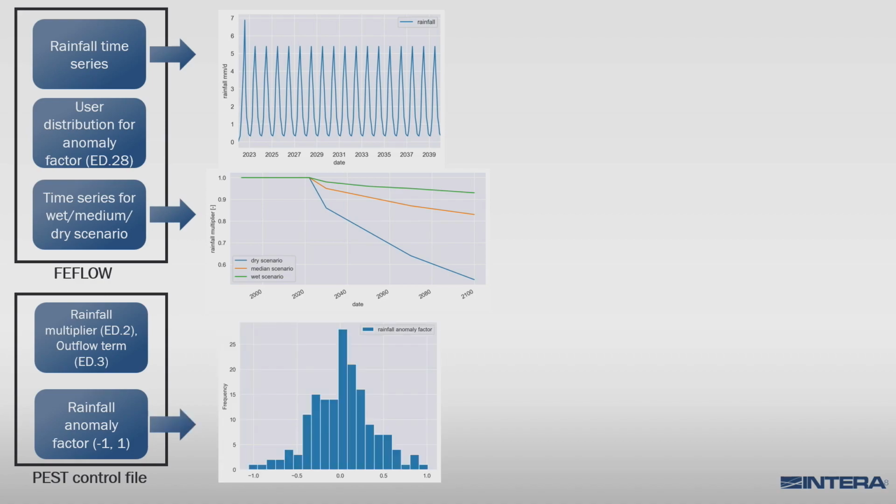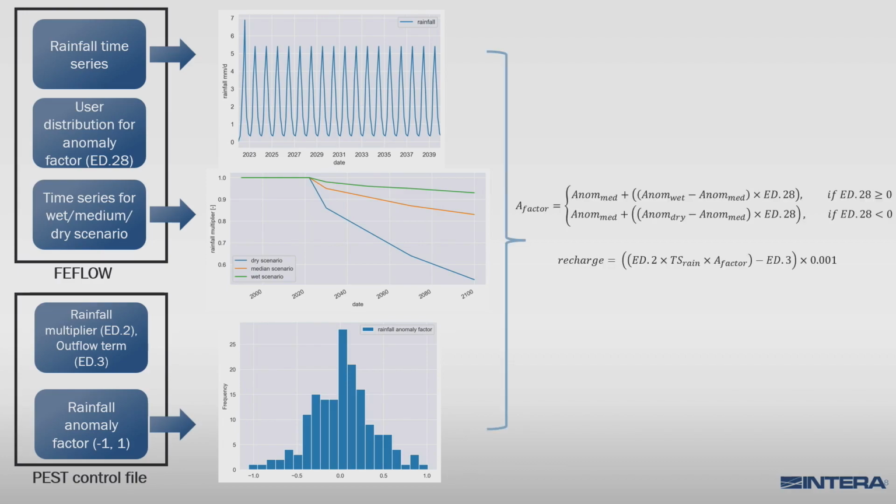Then in the PEST control file, we already had from the history matching period the distribution of the rainfall multiplier and the parameter distribution for the outflow term. And for the predictive period, we added another parameter for rainfall anomaly, which had an initial condition of 0 and upper and lower bounds of -1 and 1.